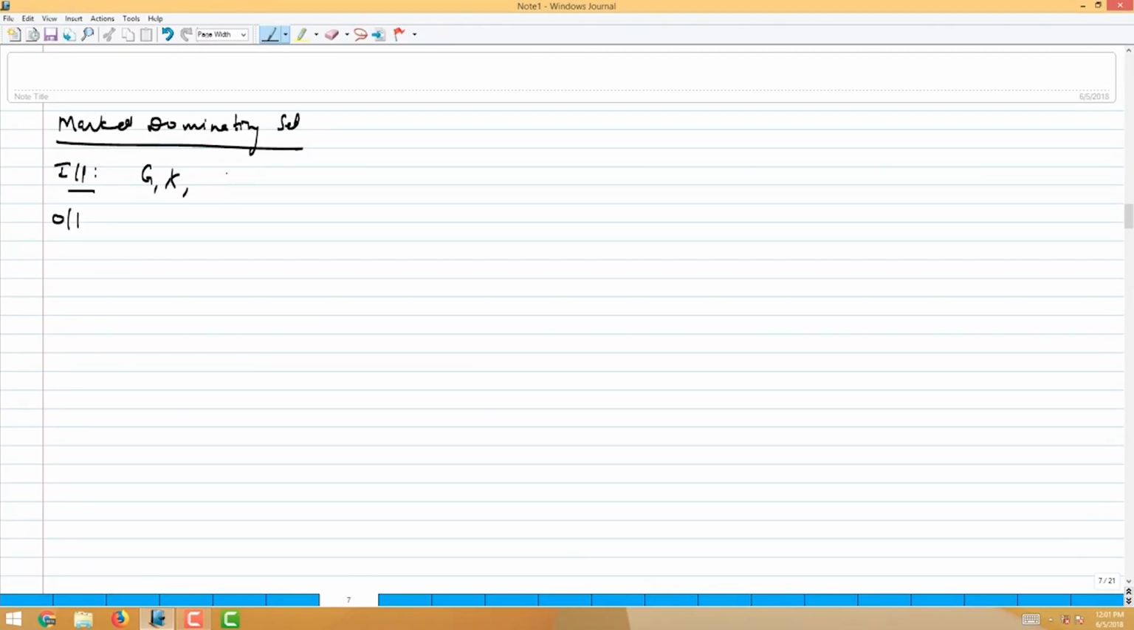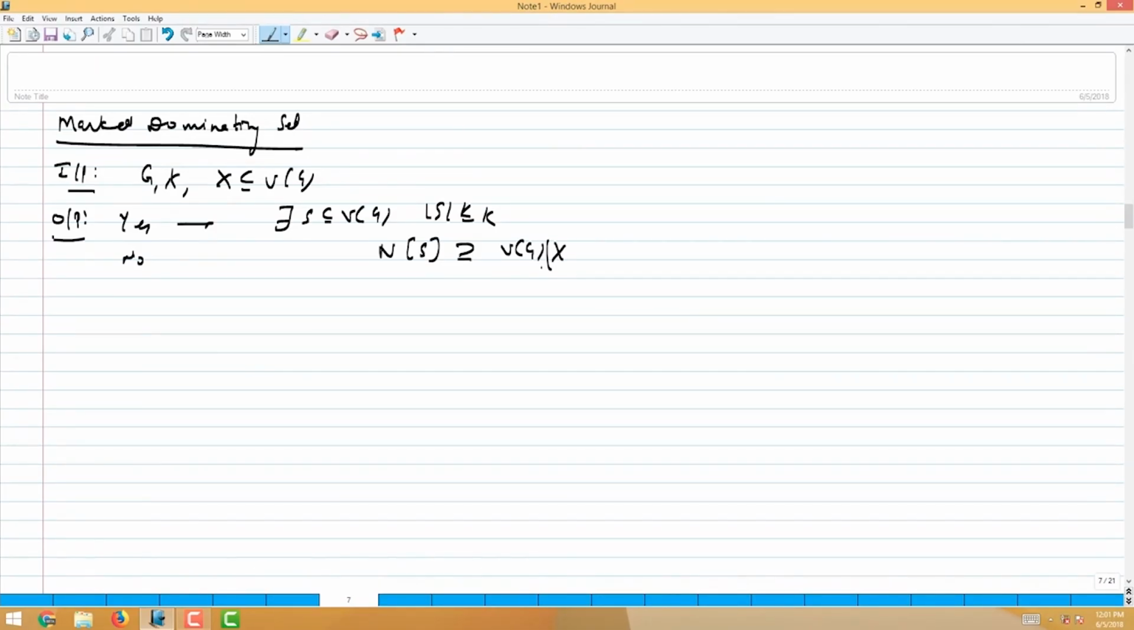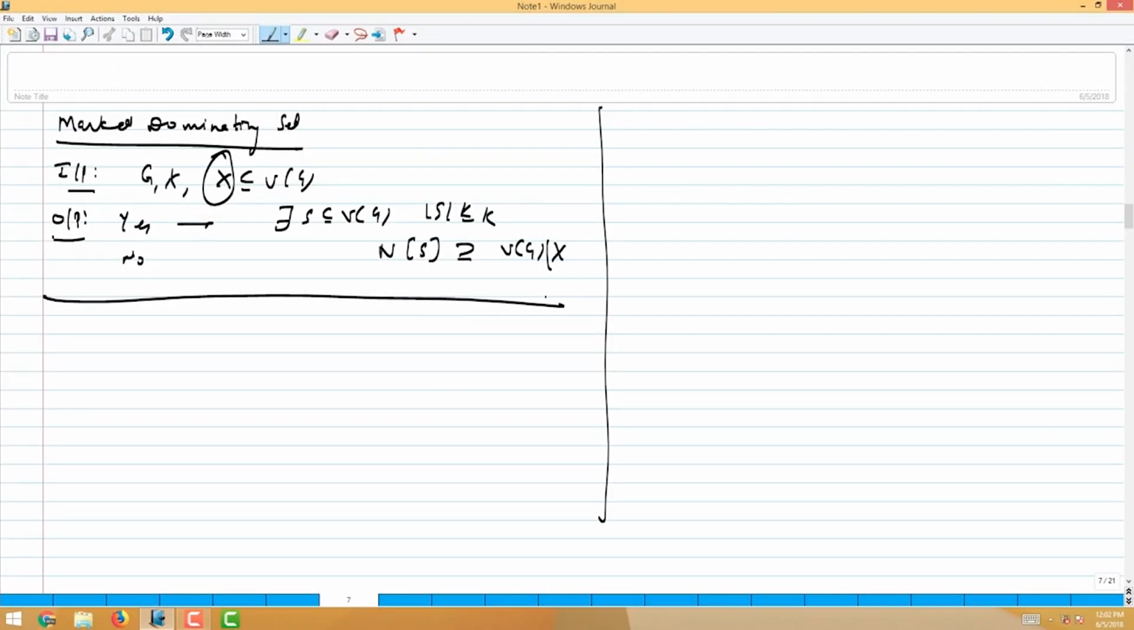Okay, so in the marked dominating set, suppose I'm also given a set of vertices x, and the output is yes or no, and it is yes if there exists a set S of size at most k such that it dominates G minus x. So basically, you look at the neighborhood of S. In the neighborhood of S, all the vertices of Vg minus x should be there. It could dominate some vertices of x or not, but it should definitely dominate everything which is outside x. So this x represents those vertices that we would have marked so far, which we do not really want a solution to necessarily dominate.